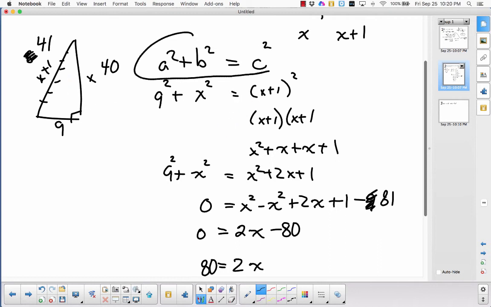This is a concept you need to know going in, the relationship between the sides of a right triangle. Okay, hopefully that helps.